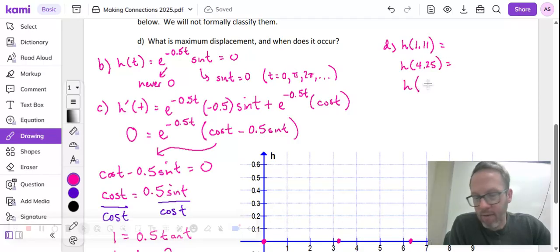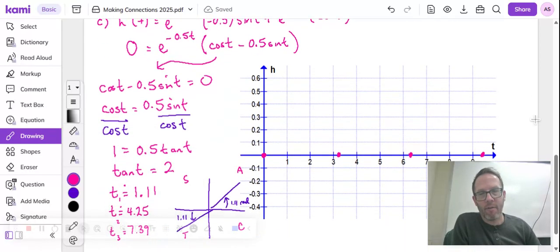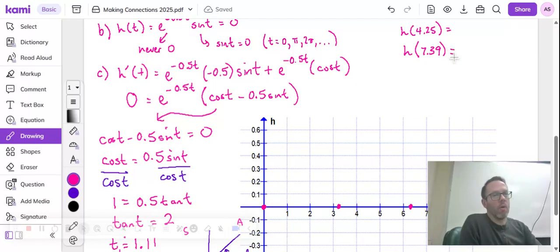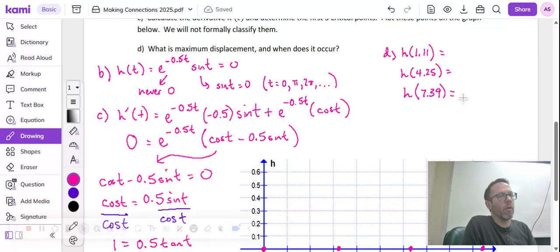And what's the height after 7.39 seconds? That was the last one, yeah. We'll get those displacements. We'll add them to our graph, and we'll get a good idea of what this graph looks like. And then we'll just have a little conversation to wrap it up.